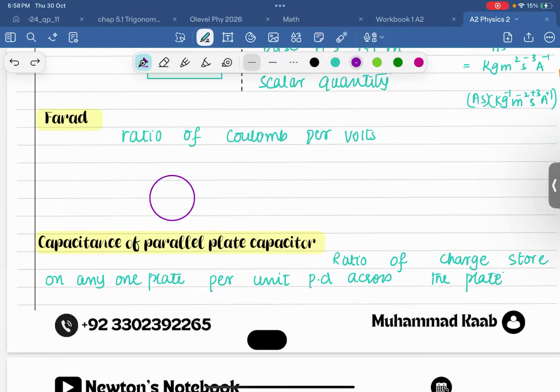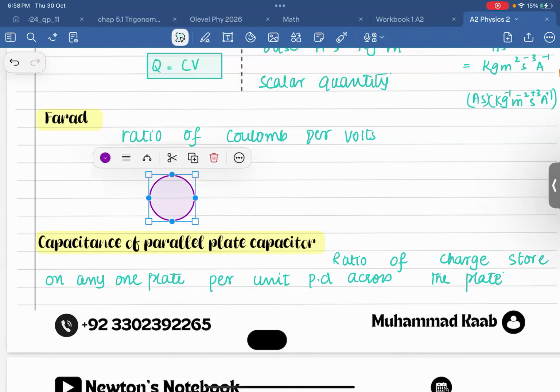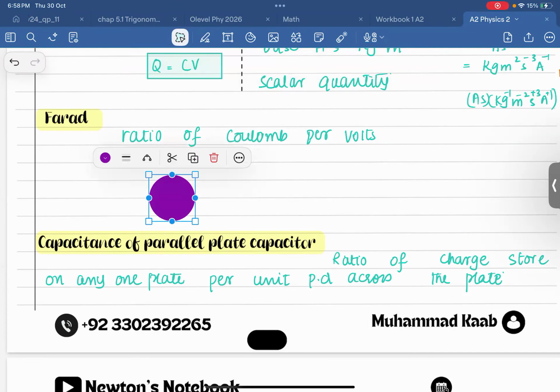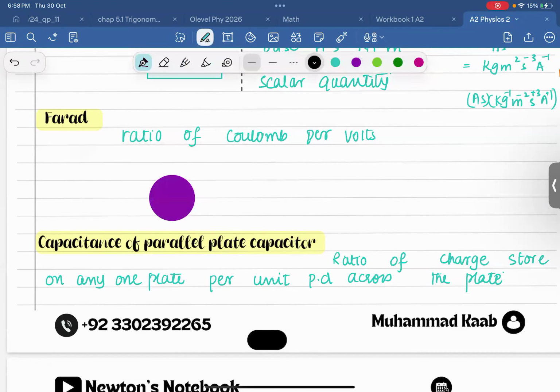Let me just write the spherical capacitor, okay, and it can store a positive charge or it can store a negative charge. Or let me just make a positive one for you.